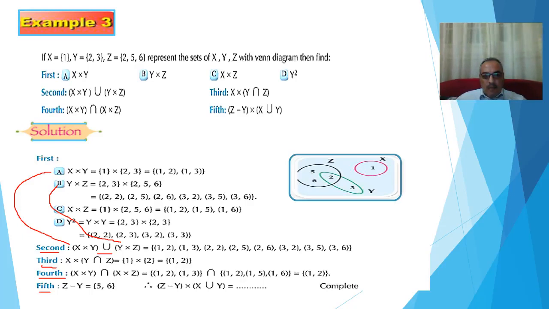Fifth, Z difference Y, the elements in Z only: 5 and 6. And product X union Y, you can try to solve this by yourself.